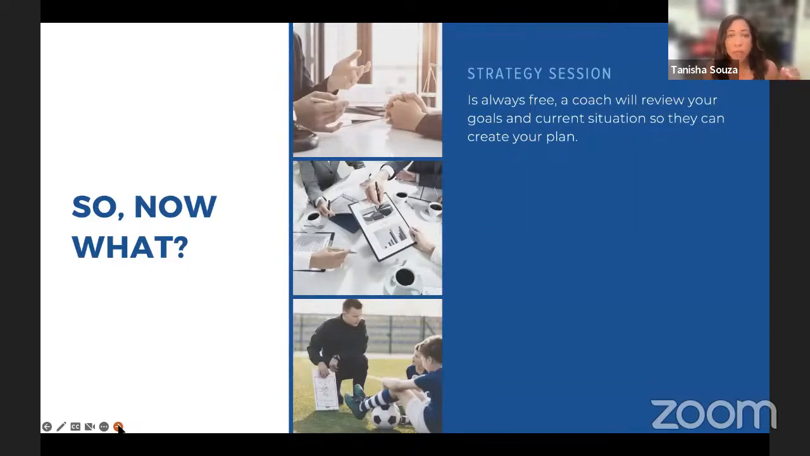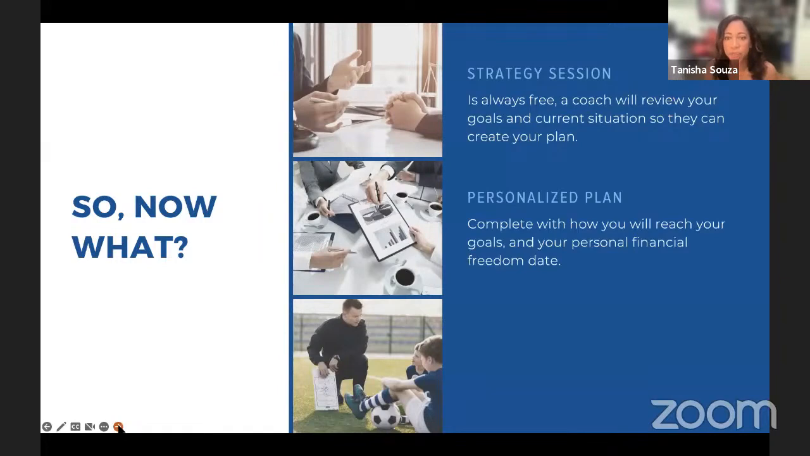But you're really not going to be able to find a system that really works this fast. And when you put the right type of fuel in this system, it really turbocharges the whole thing. So you'll get a personalized plan, complete with how you'll reach your goals and your personal financial freedom date. And as you can see, you can have the exact same income, the exact same cash flow, and have a different result. I showed you 2 examples, actually 3.